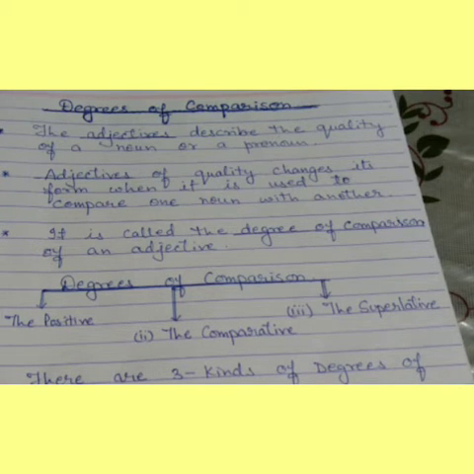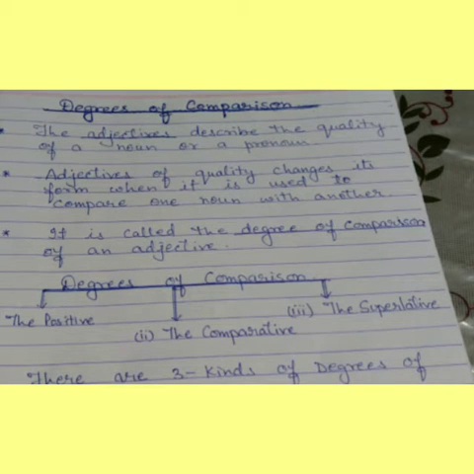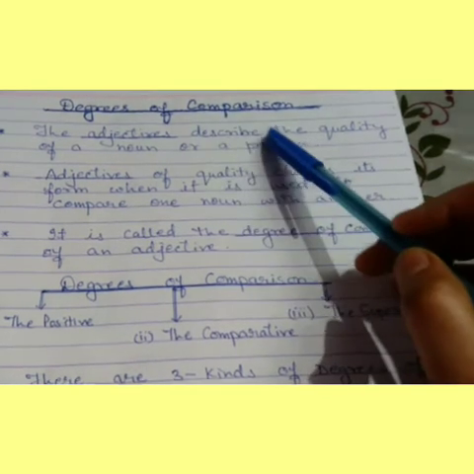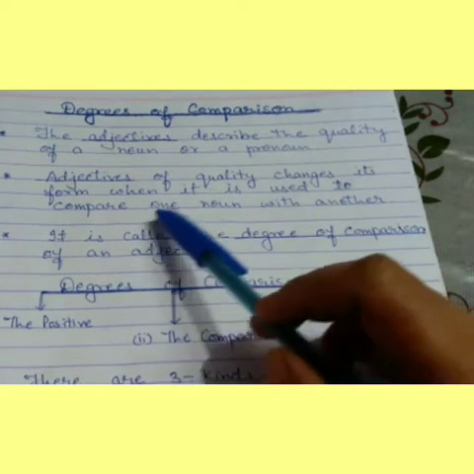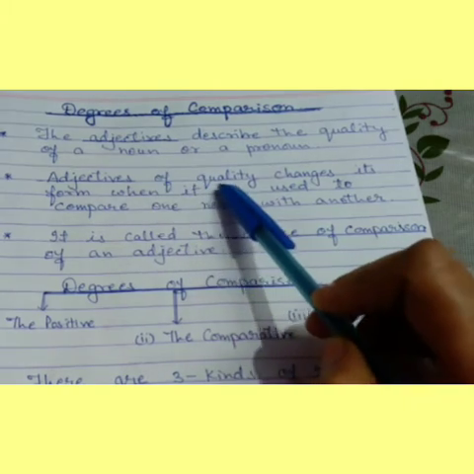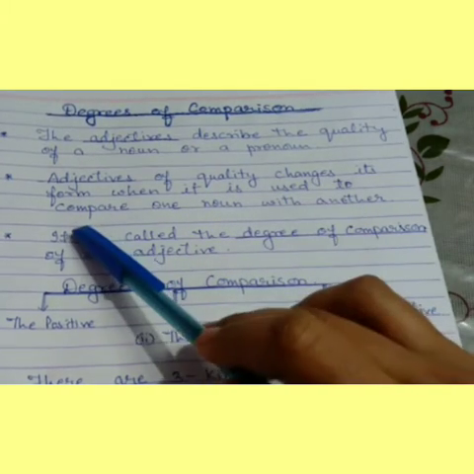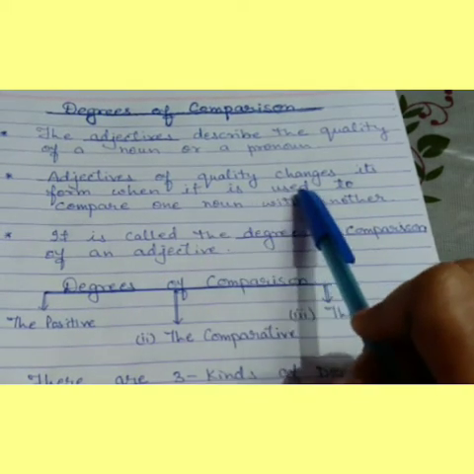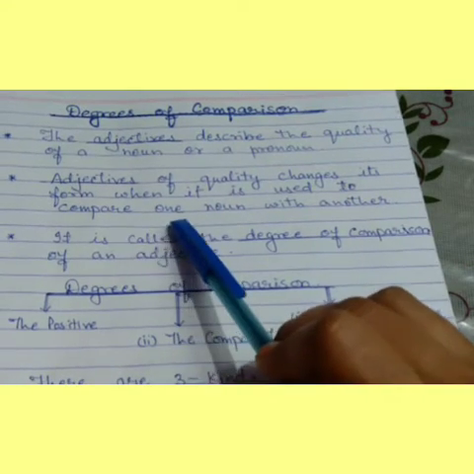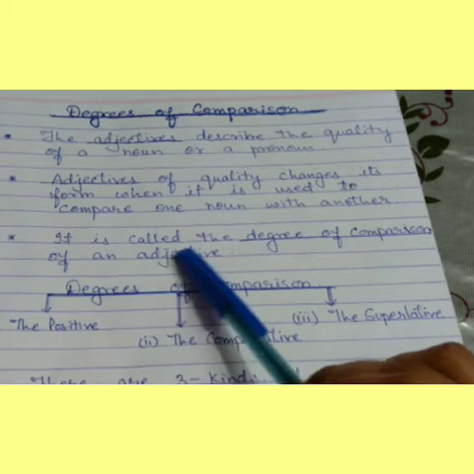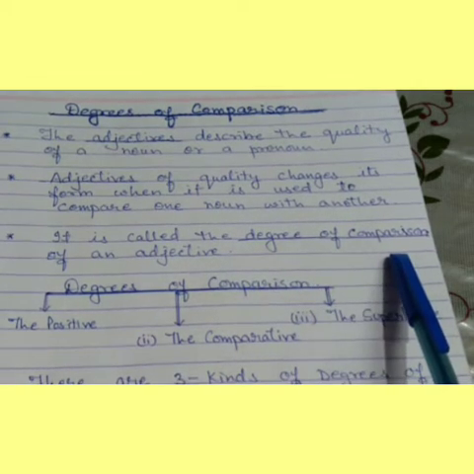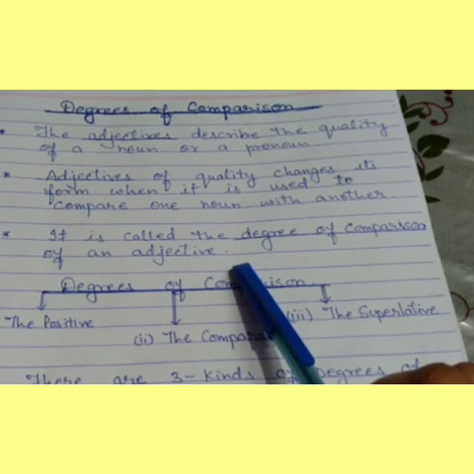Students, do you know what an adjective is? Adjectives describe the quality of a noun or a pronoun. See here, I have written here. Now, adjectives of quality change their form when used to compare one noun with another. It is called the degree of comparison of an adjective.